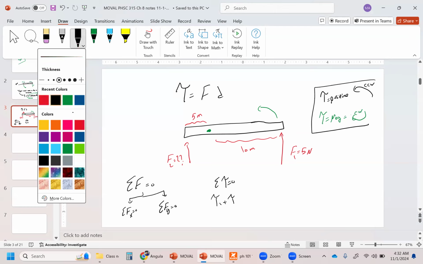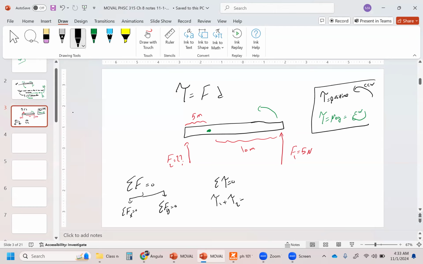So the torque one plus torque two has to equal zero. For this one, your torque one is going to equal what? Your force times your distance. In this case, our force is 5 and our distance is 10. So it'll be 5 times 10, which equals 50 newton meters.